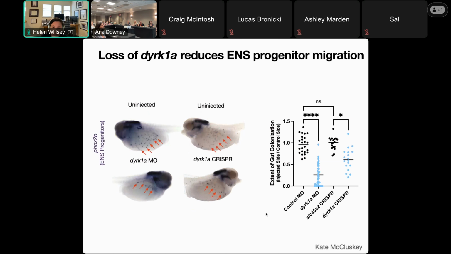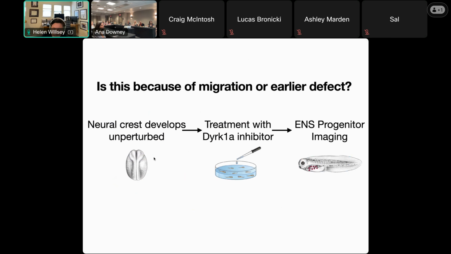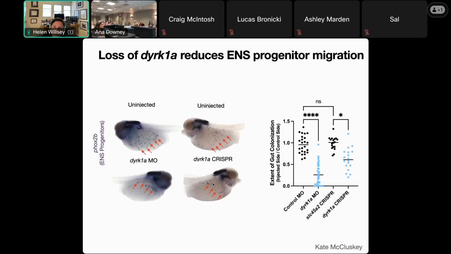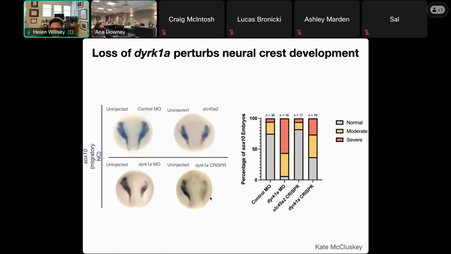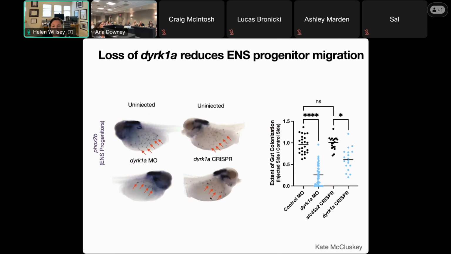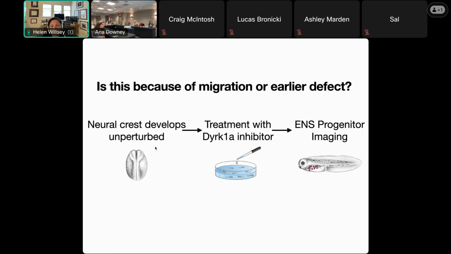And so this is getting a little bit into the details, but you could imagine that this migratory defect could also be because of that earlier defect in the actual pool of these cells. So we wanted to be able to disentangle these two. And so what we could do is we could take embryos where we let them develop unperturbed and form those neural crest cells just fine.